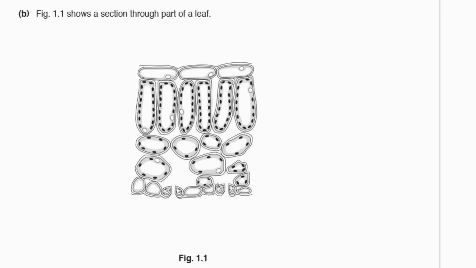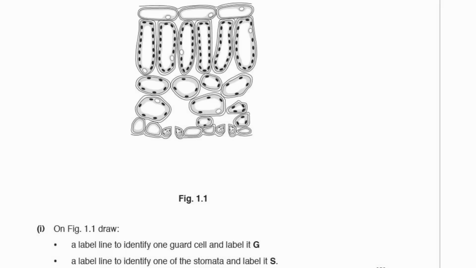All right, so this is figure 1.1. On figure 1.1, draw a label line to identify one guard cell and label it G. Okay, so the guard cell, we have 4 guard cells, so let's put it from here. Let's say that is G. So 1, 2, 3, 4 guard cells there.